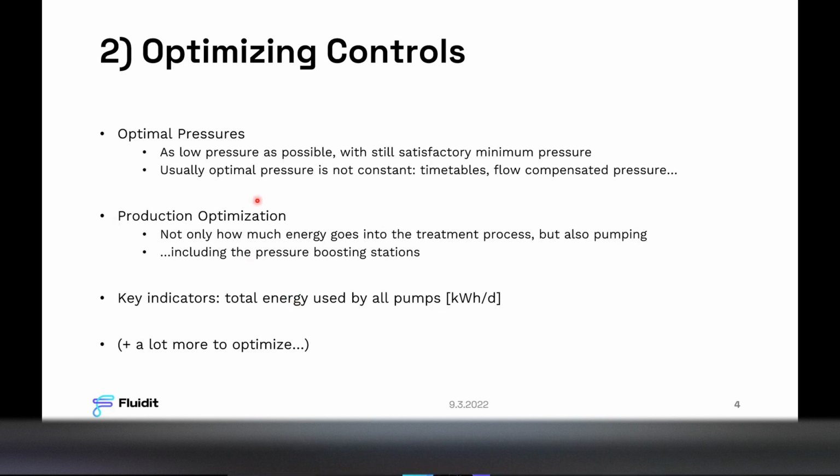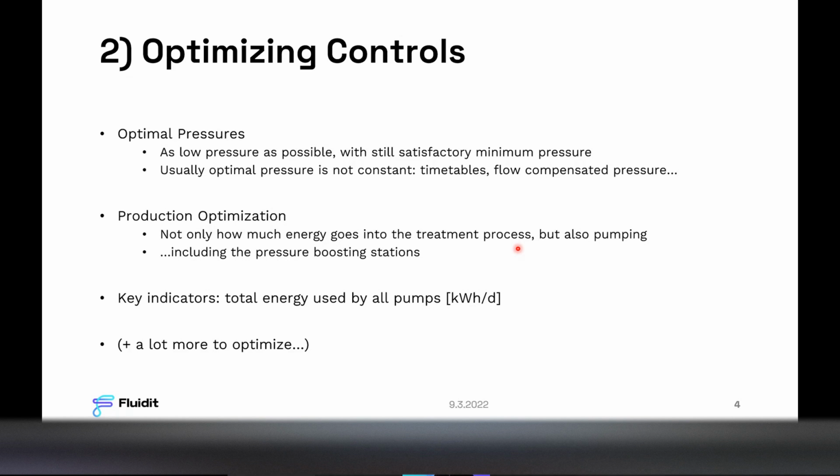Production optimization, so where to produce the water, and also in the network, if you have multiple routes, how should you guide that water around the network? Also here, not only how much energy goes into the treatment process, but also how much goes to the pumping, and onward, how much goes to the pressure boosting stations in the network.